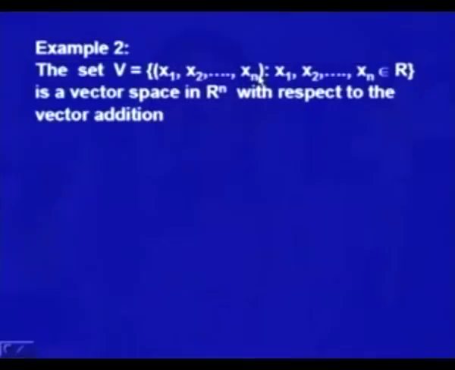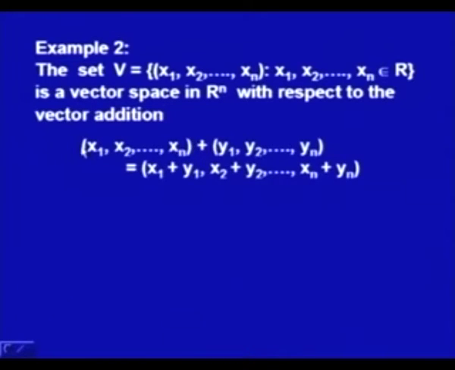That means, we have earlier taken two-dimensional vector space. Now, we are taking n-dimensional vectors. So, we will have the set V consisting of n-tuples of real numbers. So, it is (x1, x2, ..., xn), where all these belong to R, then this is a vector space in Rn with respect to vector addition. So, how do we define vector addition in this? This is the vector addition.